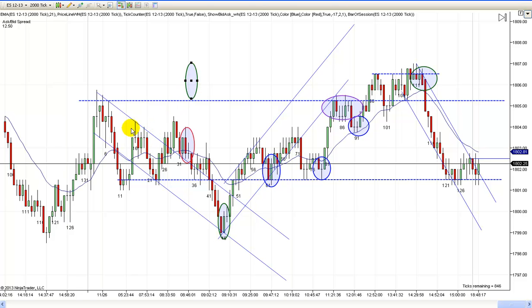It's a little more aggressive because it's congestion right there, but that's only because you're running into this resistance right here. This is a downtrend channel, and it's an easy scalp all the way down. And you could have used a limit order here.